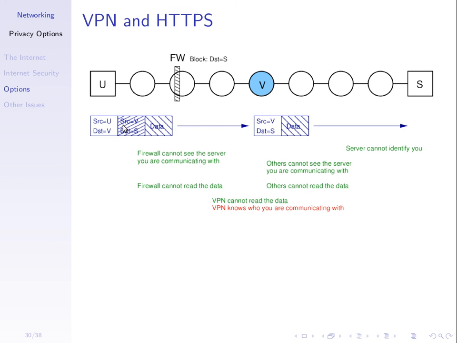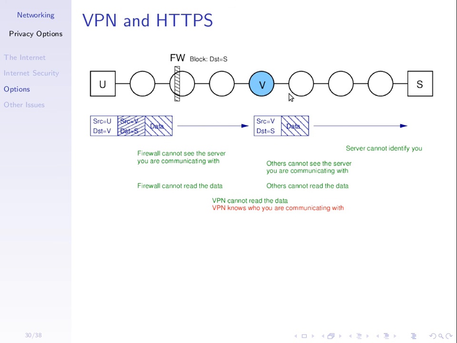The original packet created, the data was encrypted using HTTPS, and then it's all encrypted again, including the inner header, using the VPN technology. So we really have two layers of encryption here. The data is encrypted with HTTPS, then the data plus the inner header is encrypted with, say, IPsec or Secure Shell. Then the outer header is attached. Same as before, the firewall cannot see who's communicating. They cannot identify you and S. The firewall cannot read the data. It's encrypted.